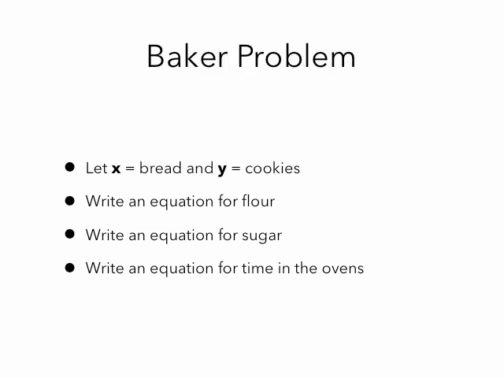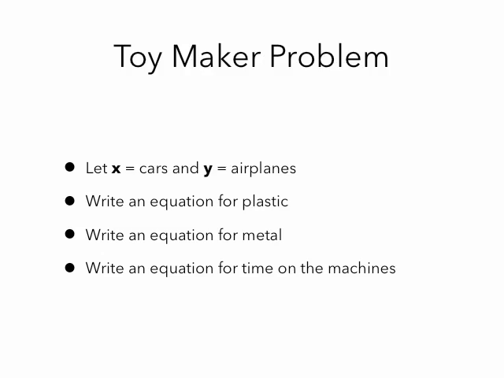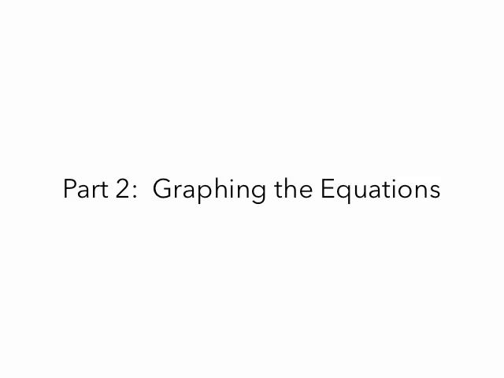In the bakery problem, our choices are making bread or making cookies. So those are our variables. You're going to need to write an equation, one for flour, one for sugar, and one for the amount of time in the ovens. Finally, for the toy maker problem, let X be the number of cars, Y be the number of toy airplanes, and the 3 equations are going to be one for plastic, one for metal, one for the amount of time in the machines. In part 2, we will look at how to take those equations and graph them.